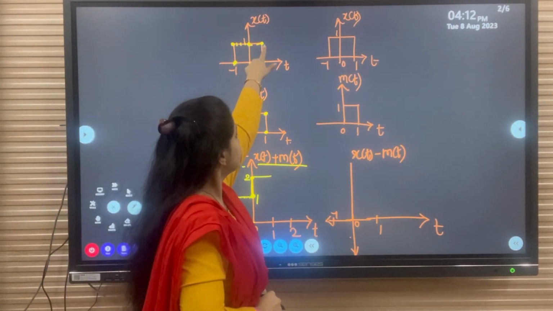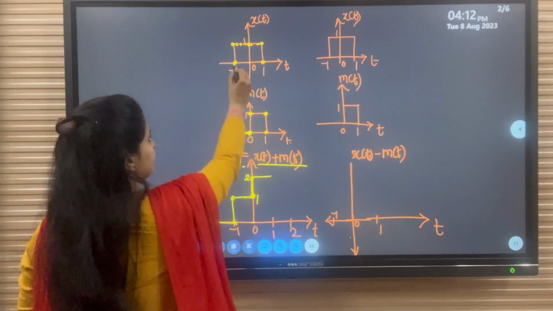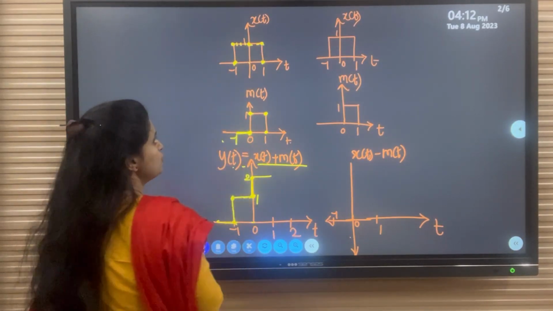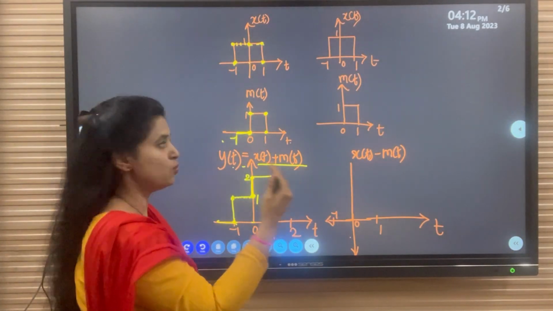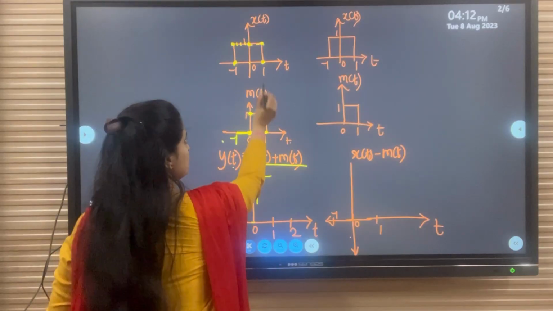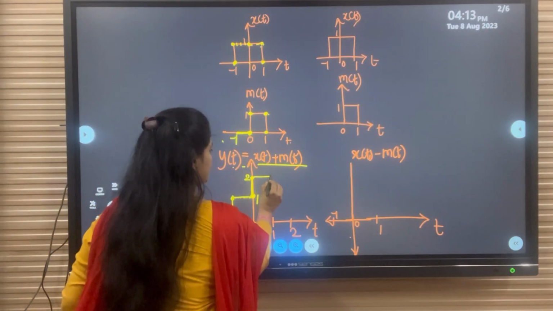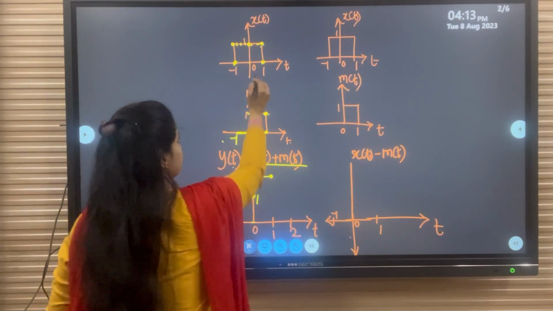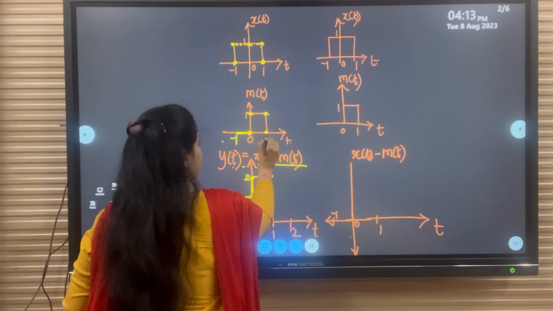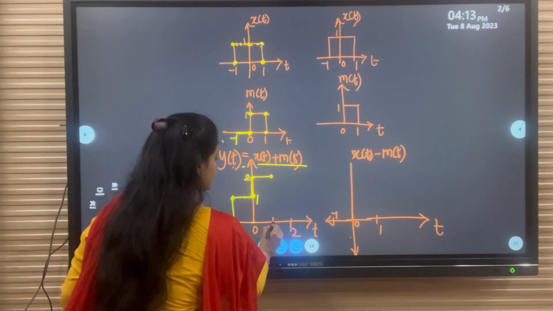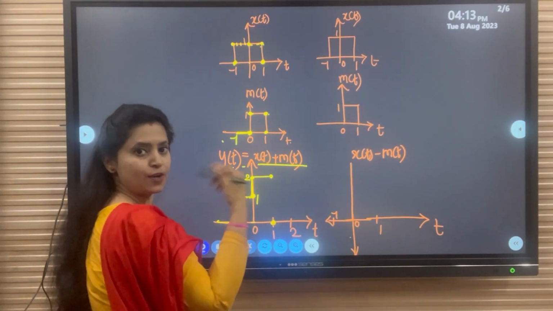Here the signal is continuous, like having the amplitude is equal to 1. So continuously it is having 1. So 1 plus 1 is equal to 2. This is the first amplitude. Then it is 0 and it is 0. So 0 plus 0 is equal to 0.